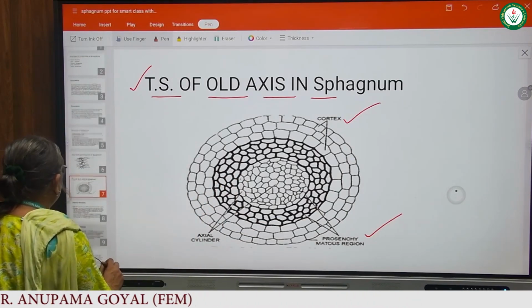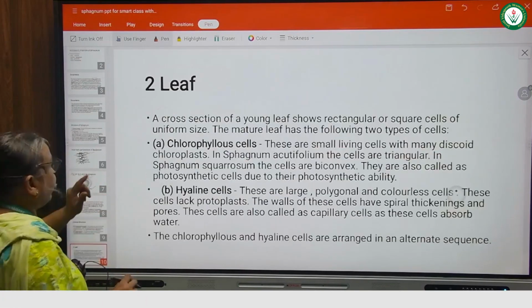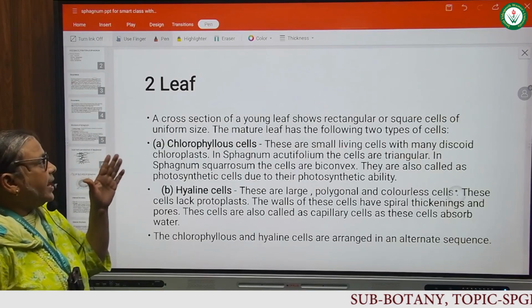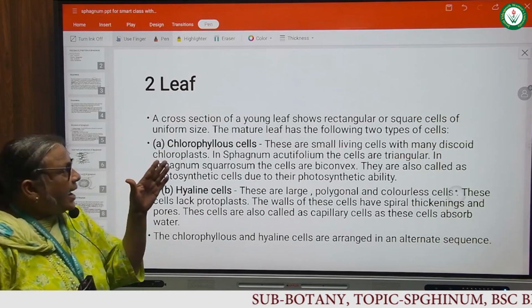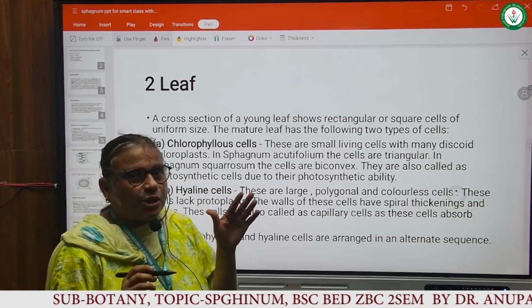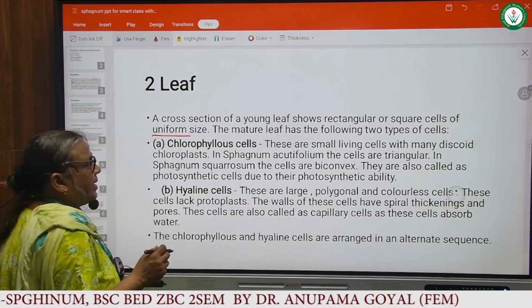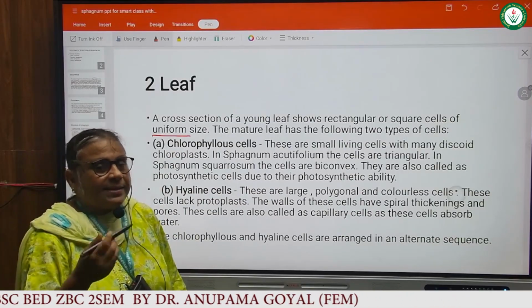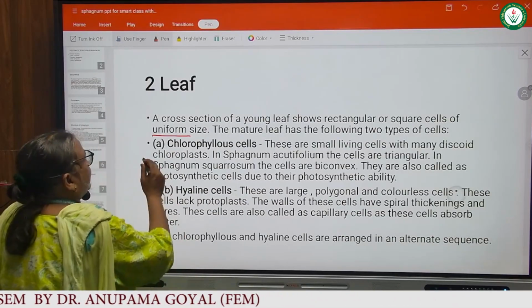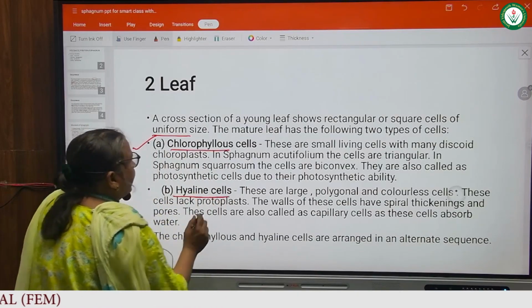And now I talk about the leaf. A cross section of a young leaf of sphagnum shows rectangular or square cells of uniform size. The mature leaf has the following two types of cells: chlorophyllous cells and hyaline cells.